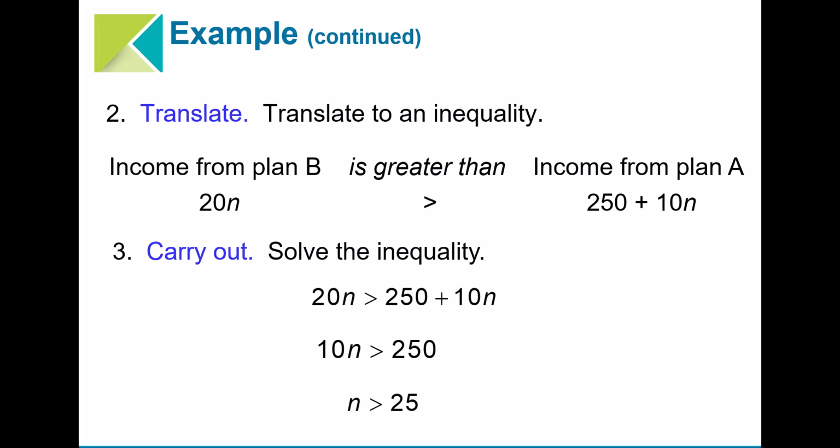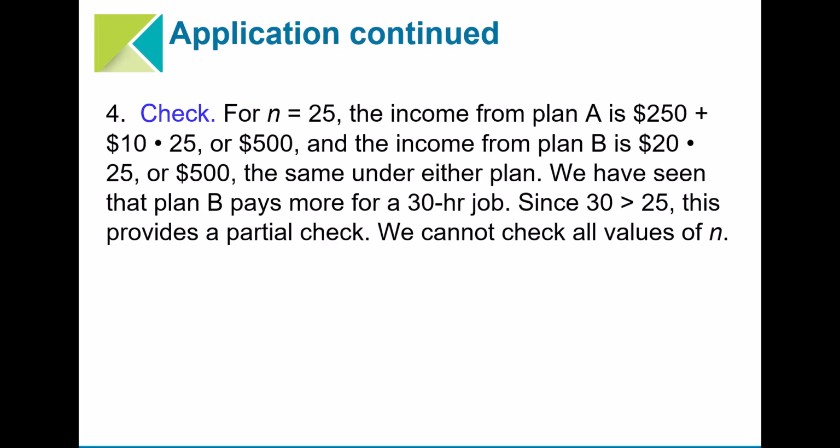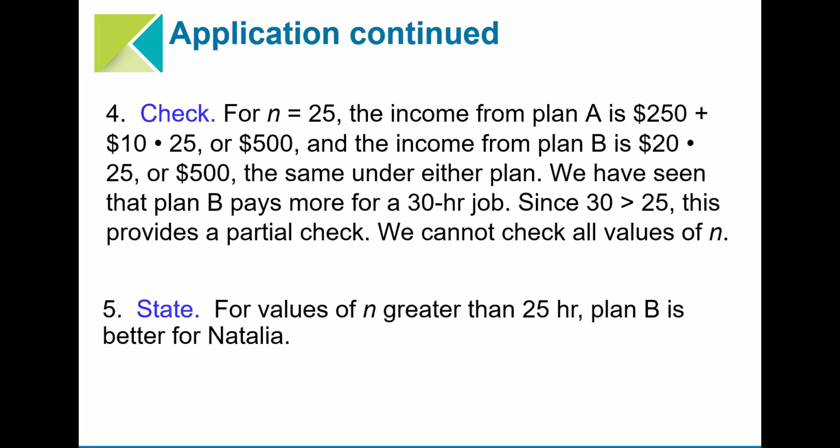I didn't do any negative values, so I get n is greater than 25. So if n equals 25, the two plans are actually equal. Anything greater than 25 is going to pay more. And so we state this for values of n greater than 25 hours, plan B is actually better. So as you can see, once again, we can write these inequalities in a manner that we can apply in everyday life.